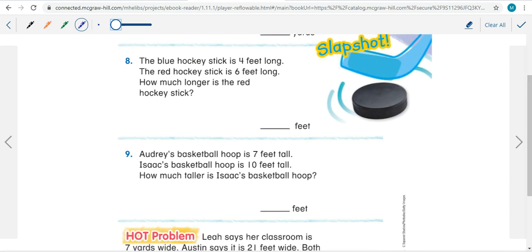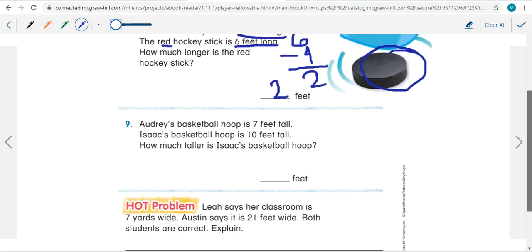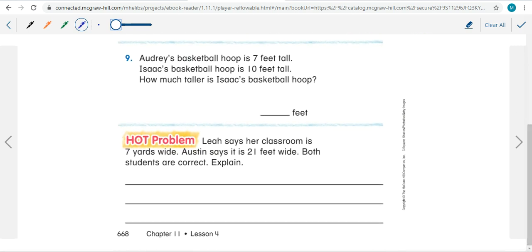Number 8. The blue hockey stick, this is a hockey stick, is 4 feet long. The red hockey stick is 6 feet long. How much longer is the red hockey stick? So remember that we need to find the difference. Always a bigger number on the top. We are going to subtract 6 minus 4, which is equal to 2. So the answer is 2. The red hockey stick is 2 feet longer.